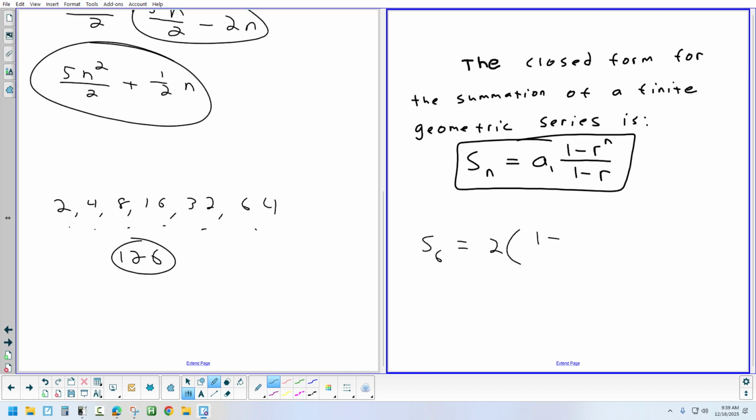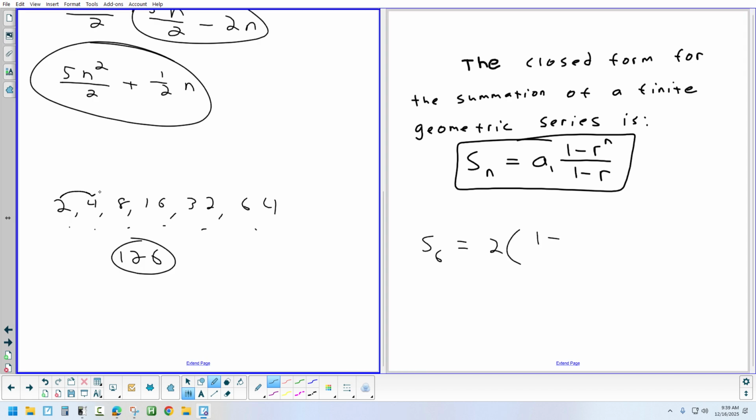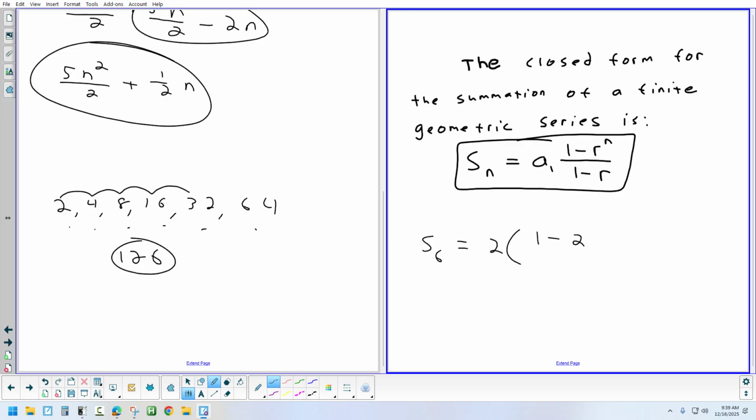Times 1 minus r, and r is what you multiply by each time. What are we multiplying by each time? 2. And n is how many terms you're adding up. How many are we adding? We're adding up 6. 1 minus 2. All right, let's do that out and see if we get 126.